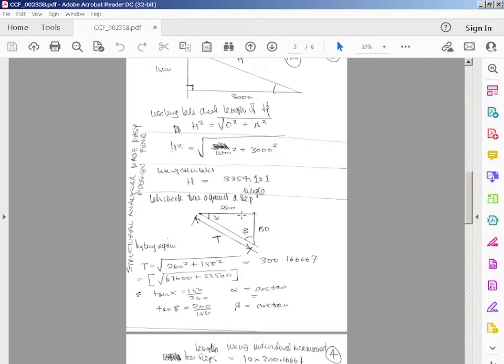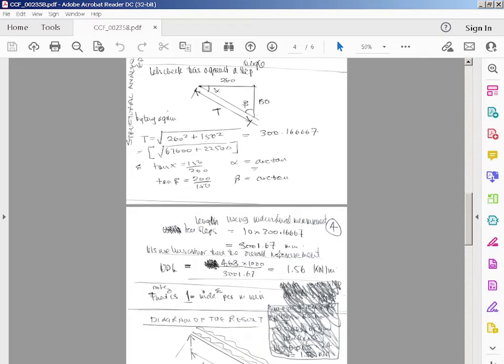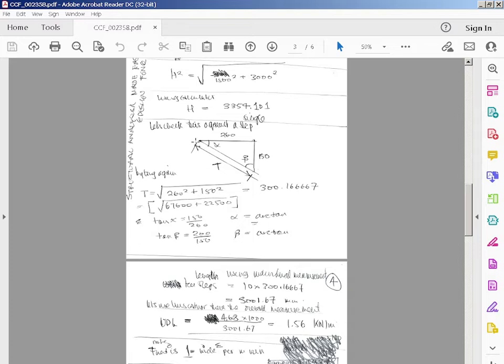The step is 260 wide by 150 high, so we're using trigonometry again. T squared equals 260 squared plus 150 squared, so T is equal to the square root of 67,600 plus 22,500, which is 300.1667. Tan alpha equals 150 over 260. I haven't bothered to work them out, but you could do that quickly if you had more time. You could just double check. So basically what I found out was the length of one step diagonal is 300.1667.